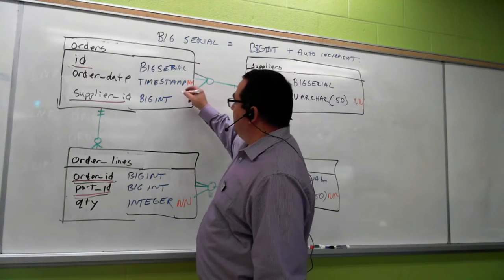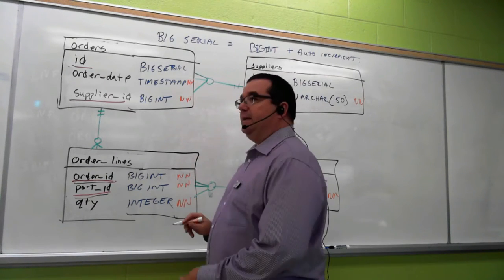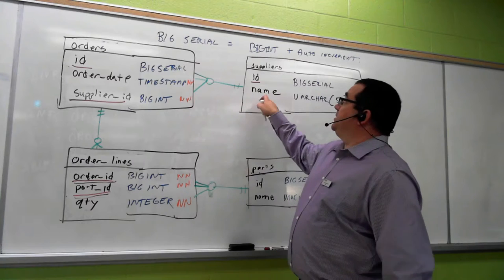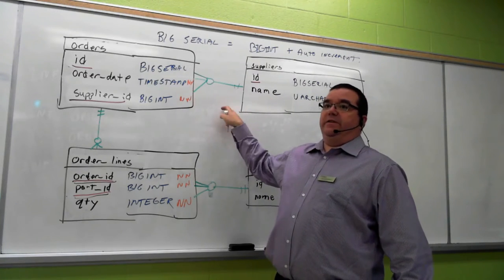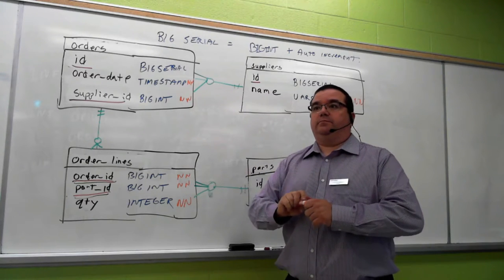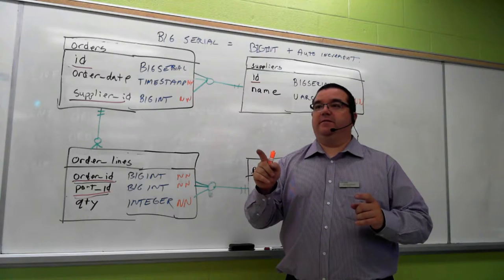So if you really want to argue about it, we can do this. Yes. This one, you can have a supplier that you haven't placed an order with yet, but you can't place an order unless you have a supplier for it.